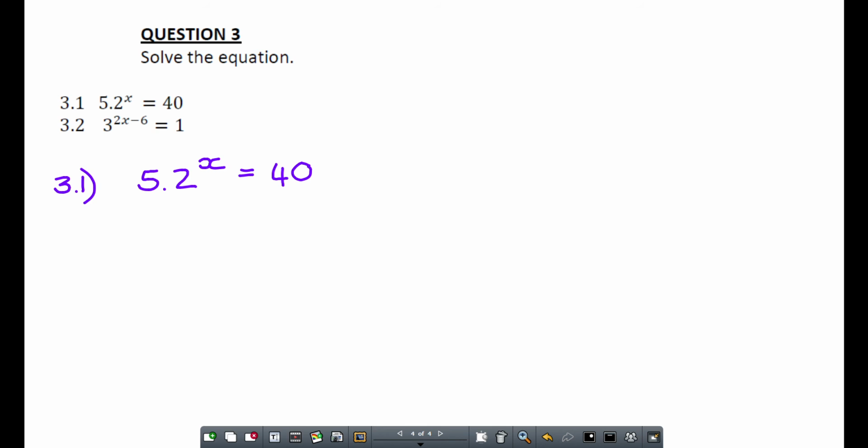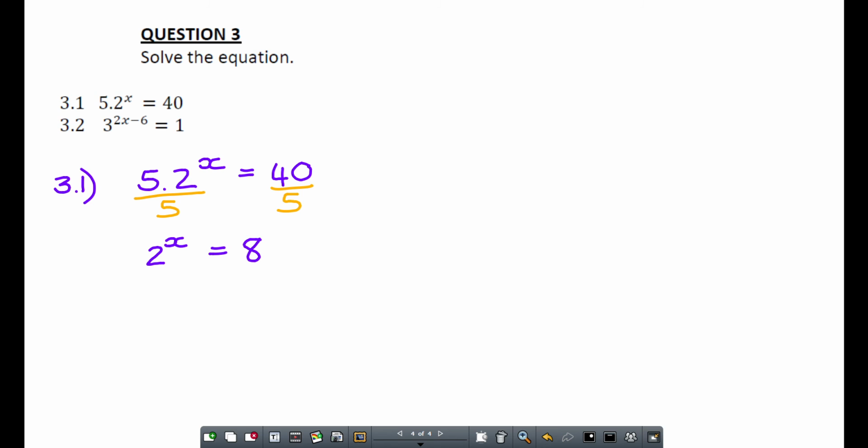And how do I do that? Some of you say, take it over, but no, I'm going to divide by 5 on both sides, then I'm getting rid of the 5. Do you guys get that? So then on the left-hand side, what would be left? 2 to the power of x, and on this side, I'm going to have 8.